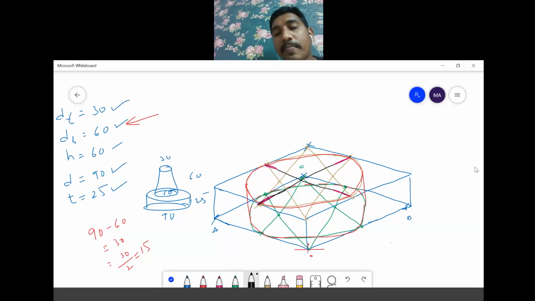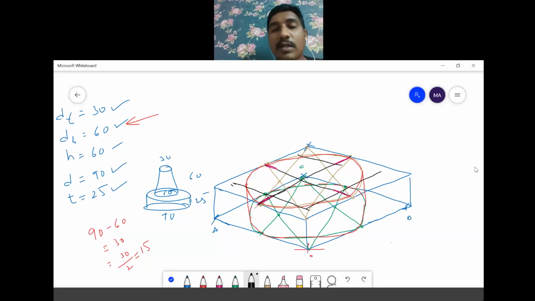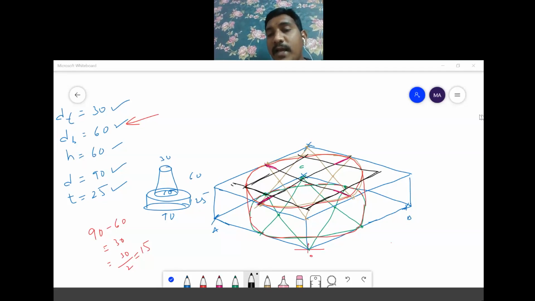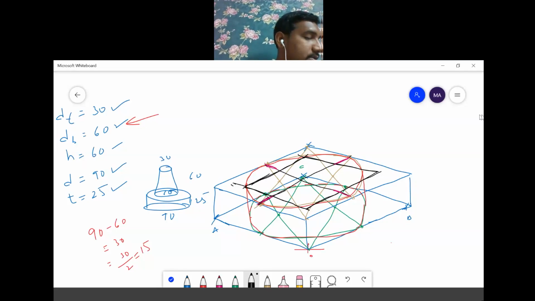So I am drawing parallel lines to this line, this line, this line, and this side. So I will form a square here, which is in the black color which I have drawn. The side of the square is how much? 60 mm. It is a frustum of a cone of 60 mm diameter.